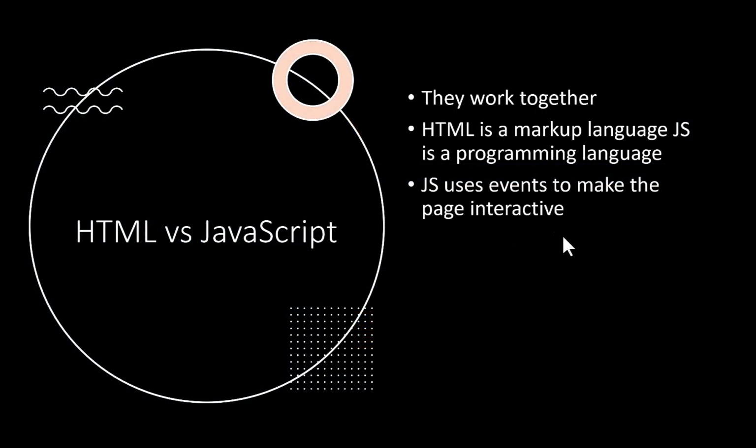HTML versus JavaScript, they all work together. It's the trifecta of websites. We have our HTML, which makes the structure. We have CSS, which we already did, which makes the design. And then JavaScript, which makes it interactive. JavaScript uses events to make pages interactive, and we'll see that as we progress. JavaScript responds to events that the user creates, such as clicking on a button or those kinds of things.